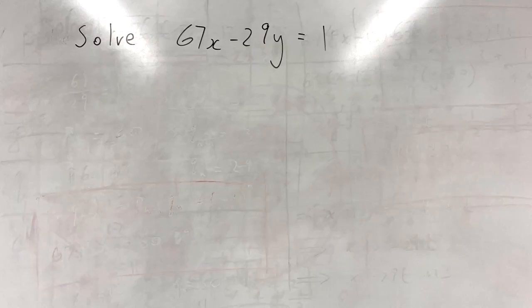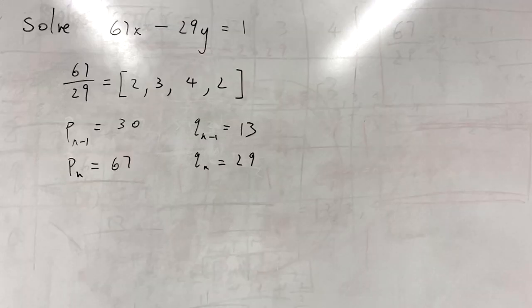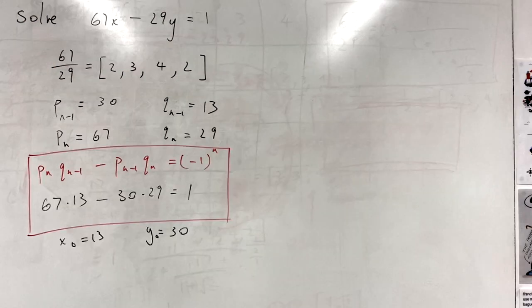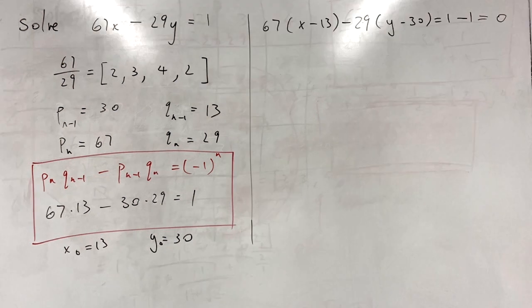Let's try solving 67x minus 29y equals 1. We already know that 67 over 29 has the partial quotients 2, 3, 4, and 2, and we've already calculated all its convergents as well. So according to the difference of convergents, we know that 67 times 13 minus 30 times 29 equals 1. So the particular solutions are 13 and 30.